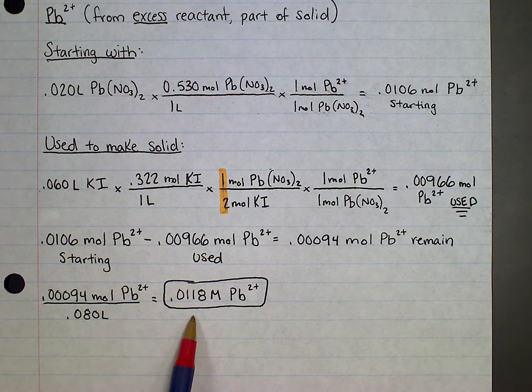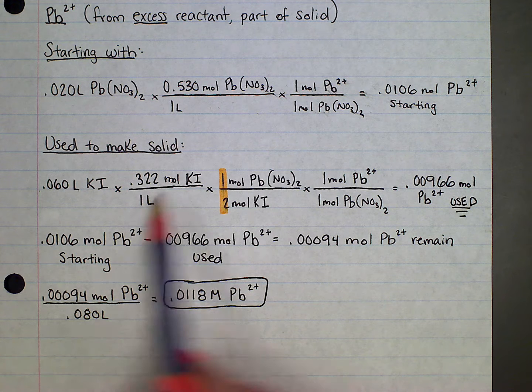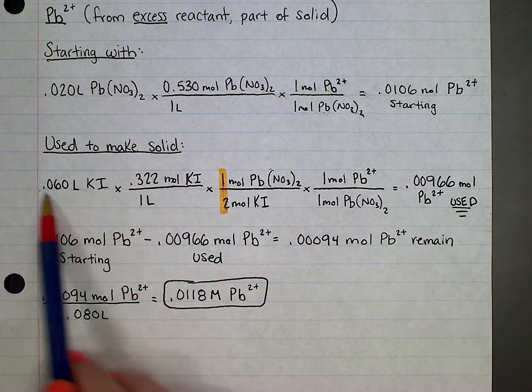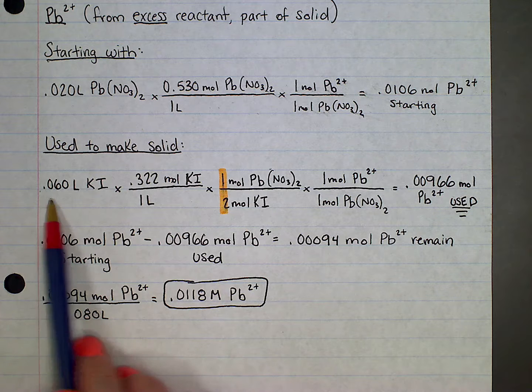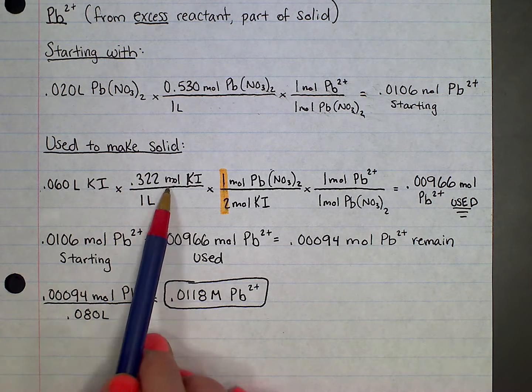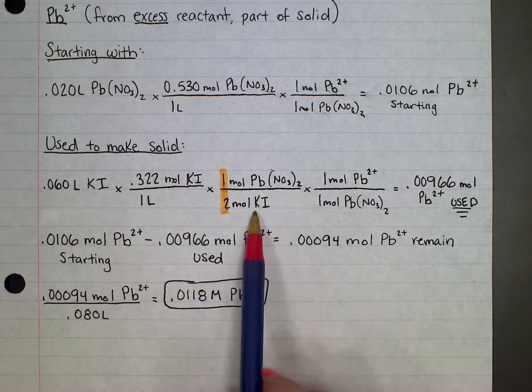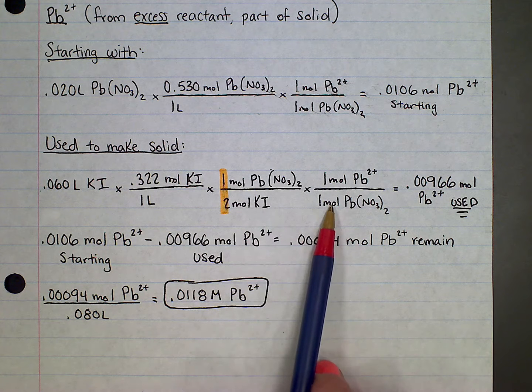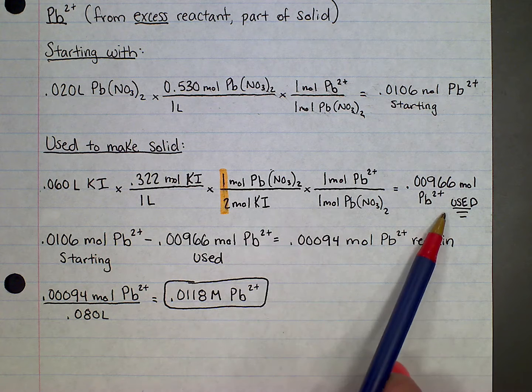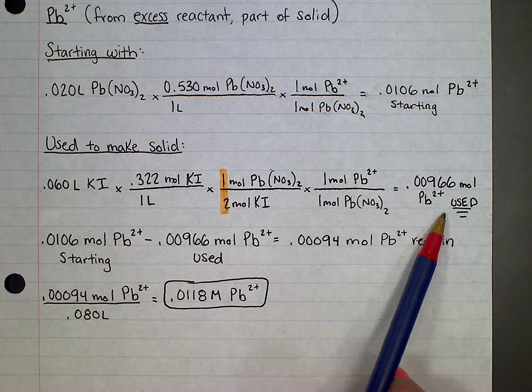Okay, so I think a part where people struggle with most is realizing this conversion right here. You always have to start with a given amount and molarity of the limiting reactant, use the ratio between the 2 reactants, and then isolate the ion that you're actually concerned about, and that tells you how much of that ion you used. Okay, so good luck with that.